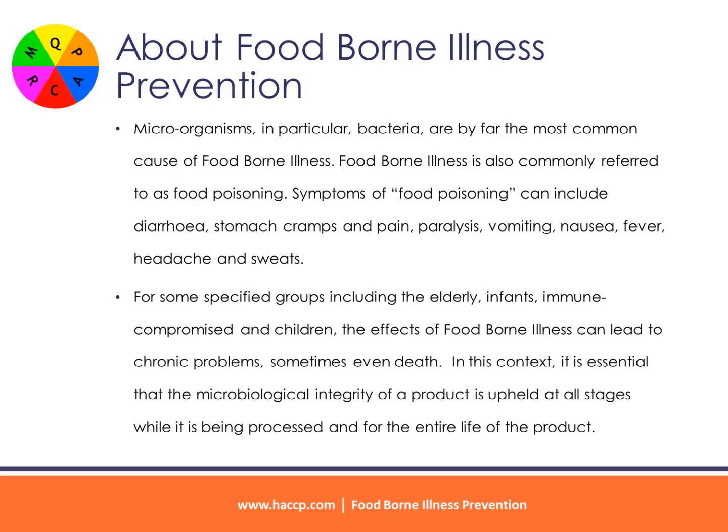About foodborne illness prevention. Microorganisms, in particular bacteria, are by far the most common cause of foodborne illness. Foodborne illness is also commonly referred to as food poisoning. Symptoms of food poisoning can include diarrhea, stomach cramps and pain, paralysis, vomiting, nausea, fever, headache and sweats. For some specified groups, including the elderly, infants, immune-compromised and children, the effects of foodborne illness can lead to chronic problems, sometimes even death. In this context, it is essential that the microbiological integrity of a product is upheld at all stages while it is being processed and for the entire life of the product.